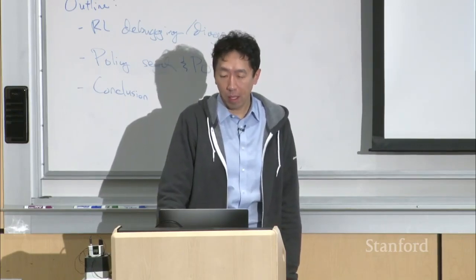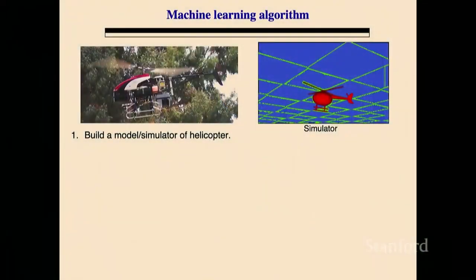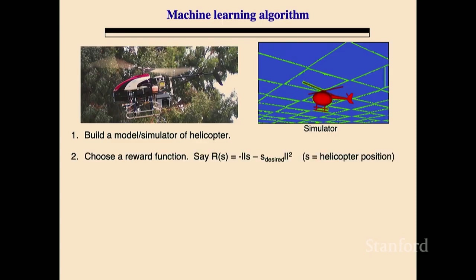So step one is build a model or build a simulator of the helicopter, much as you saw when we started to talk about fitted value iteration. And then choose a reward function like that. It turns out that specifying the reward function for staying in place is not that hard. A quadratic function like that works okay. But if you want the helicopter to fly aggressive maneuvers, it's actually quite tricky to specify what is a good turn for a helicopter.